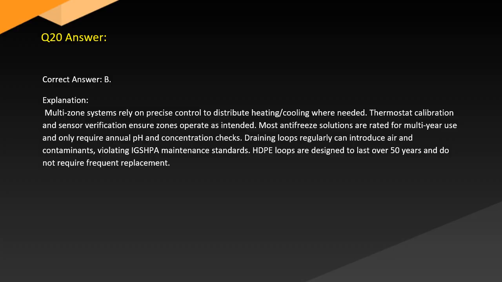Answer. Correct answer: B. Explanation. Multi-zone systems rely on precise control to distribute heat and cooling where needed. Thermostat calibration and sensor verification ensure zones operate as intended. Most antifreeze solutions are rated for multi-year use and only require annual pH and concentration checks. Draining loops regularly can introduce air and contaminants, violating HVAC maintenance standards. HDPE loops are designed to last over 50 years and do not require frequent replacement.